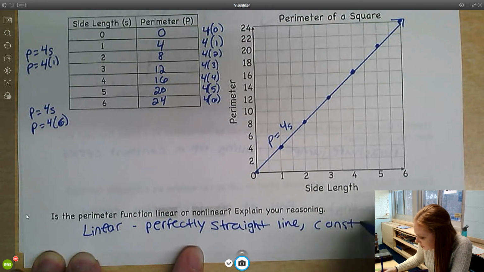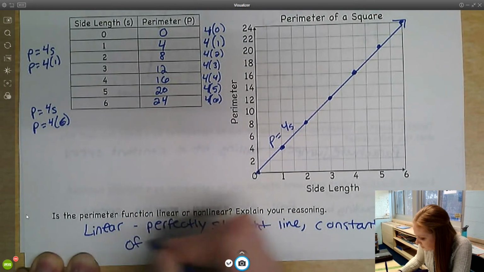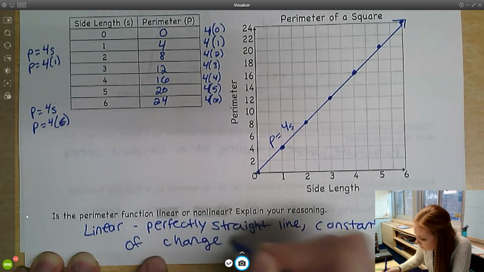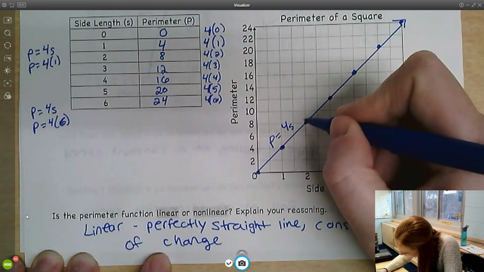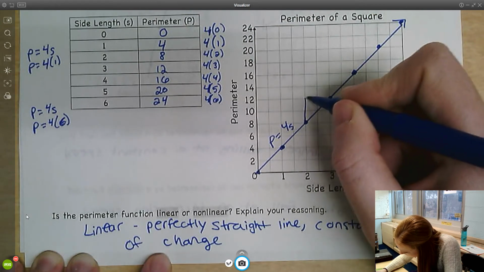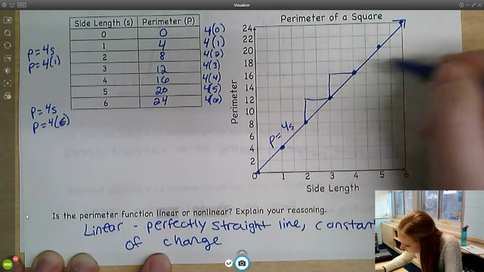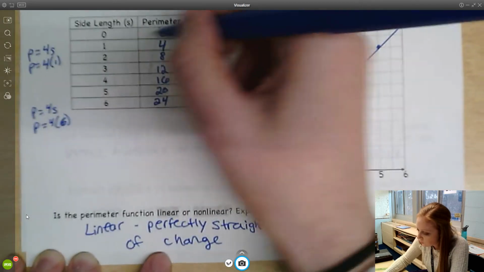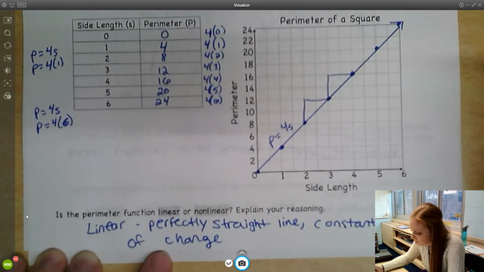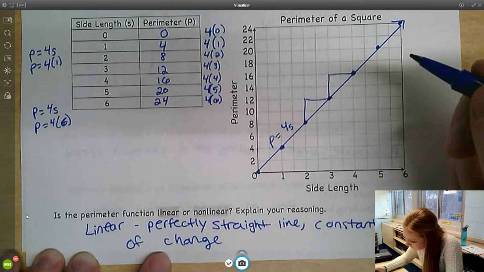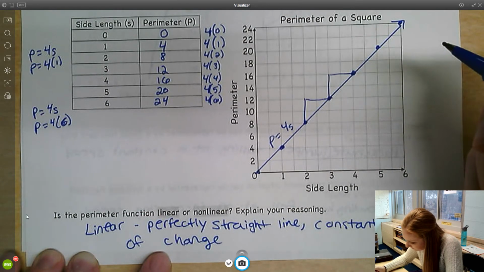And it has a constant rate of change, right? We can see here our slope, we're going up 2 boxes, right 2 boxes, up 2 boxes, right 2 boxes, up 4 over 1, up 4 over 1. Our slope is 4 over 1.